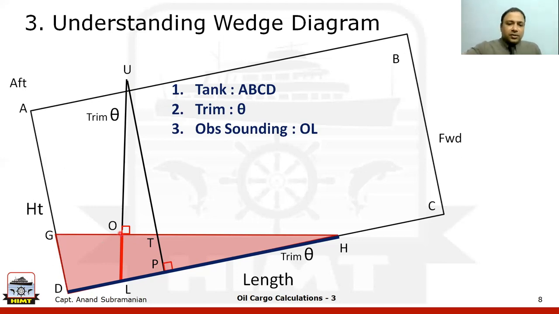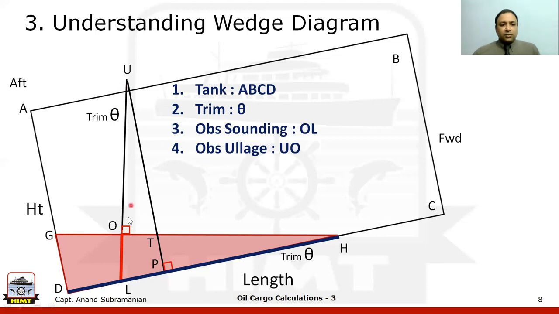Next, what we are going to study is the observed sounding. What we have in hand is basically the observed sounding. This can be obtained by sounding tape, by LH tape, or by many other means, but that's what we have to start with. Next, we have the observed LH, that is UO.